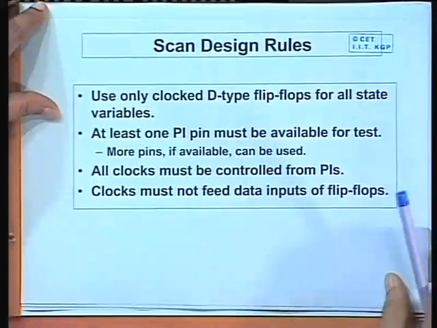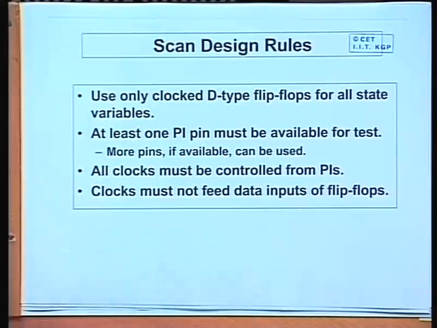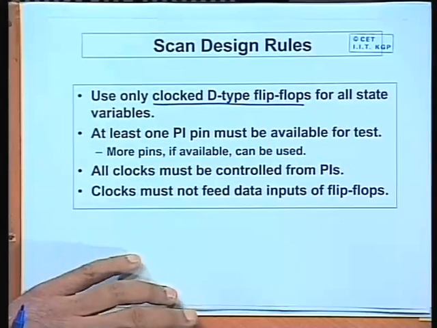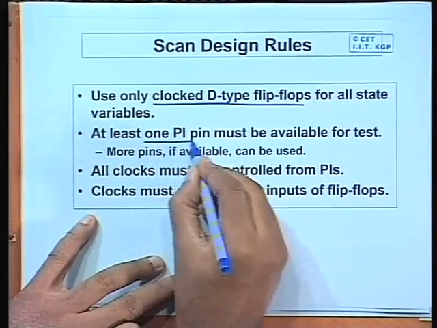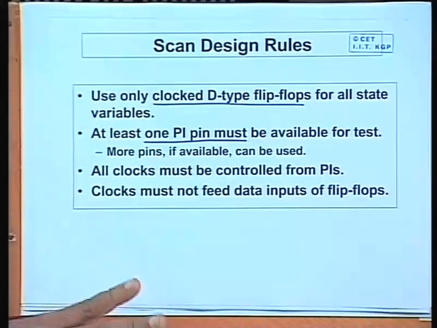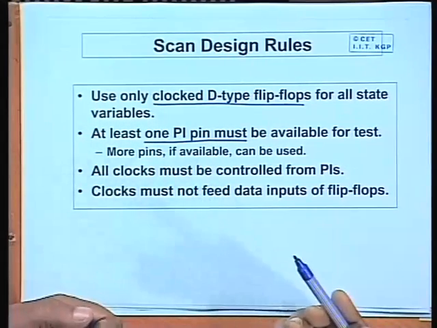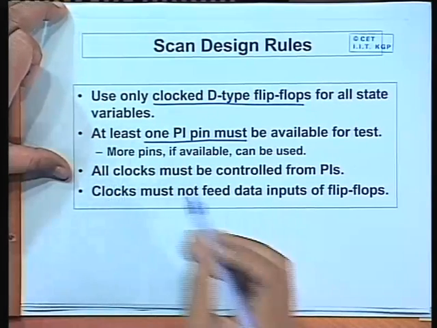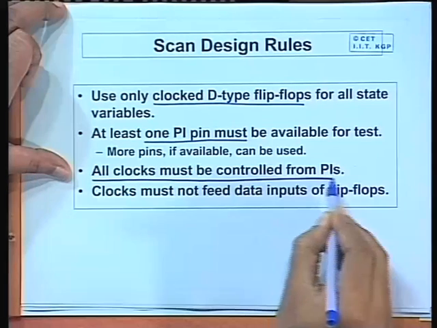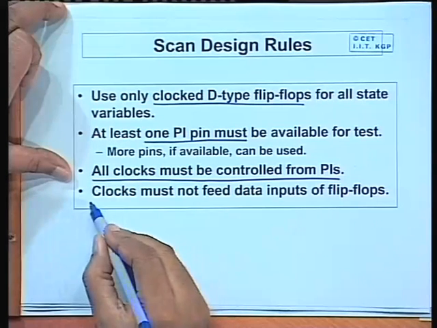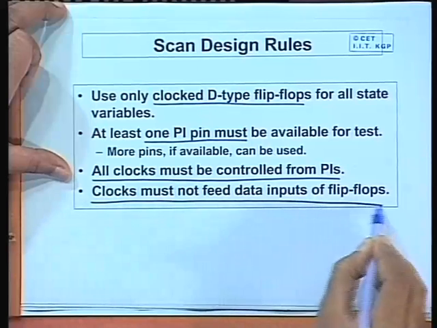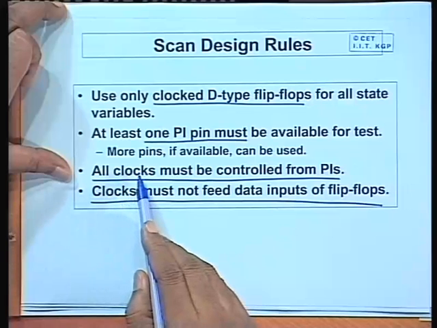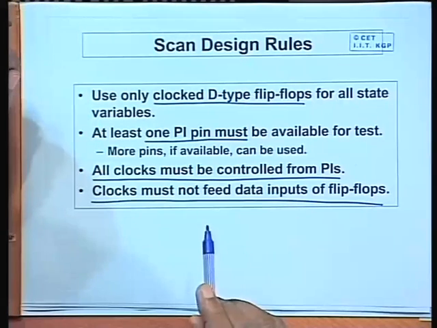Now there are some scan design rules, some of which we have already mentioned. This says that you only use clocked D flip-flops, and at least one primary input pin, that test control, must be available extra. If more pins are available you can use them to your advantage, but a minimum of one pin must be available. Third, no gated clocks: all clocks must be directly controlled from primary inputs, and clocks must not feed the data inputs of the flip-flops. This is also not allowed. Clocks must only feed the clock inputs of the flip-flop, nowhere else.